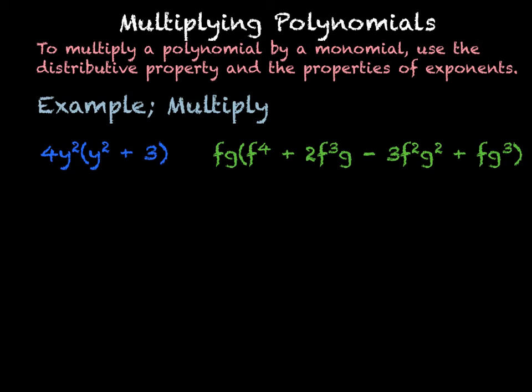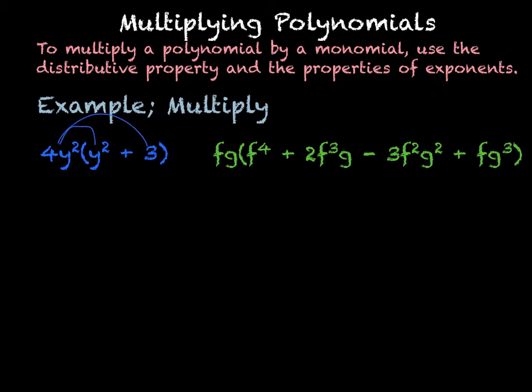Multiplying polynomials. To multiply a polynomial by a monomial, use the distributive property and the properties of exponents. So let's do an example here: 4y squared times y squared plus 3. So I distribute in right there.